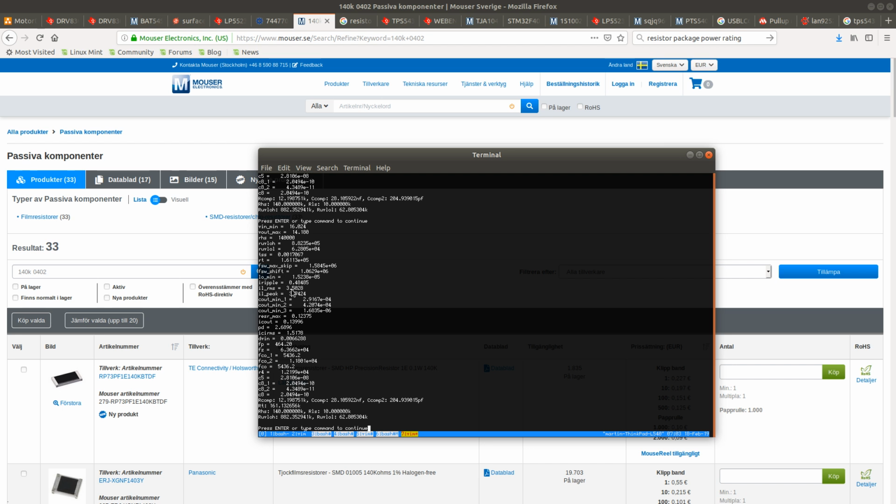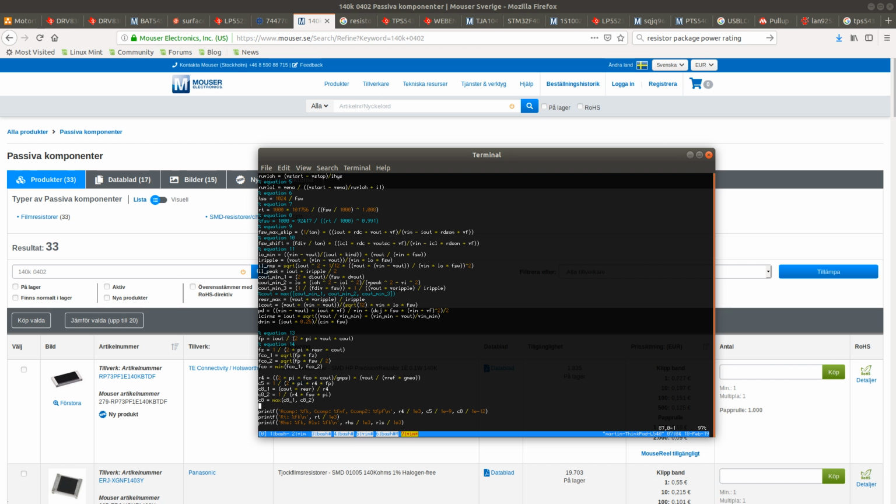The output ripple is half an amp. The inductor should be rated at least 3.74 amps, which is correct in my case. I have an inductor that is 4.2 amps. Next is the minimum. I think I commented out that line.